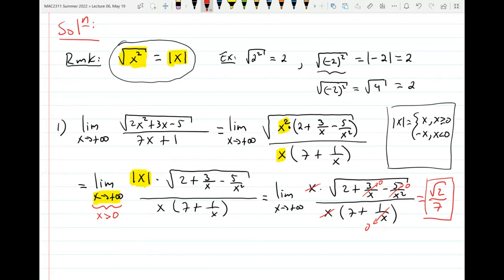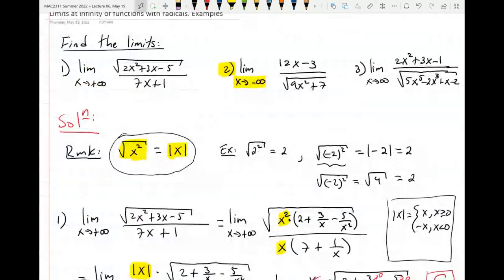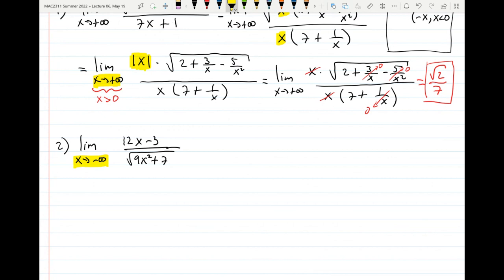Okay, so let's do number 2. For number 2, we have a limit as x approaches negative infinity of 12x minus 3 over the square root of 9x squared plus 7. So notice now that in this case, the main feature is that we are taking the limit as x approaches negative infinity. Okay, so we're gonna proceed as usual, just as we did above.